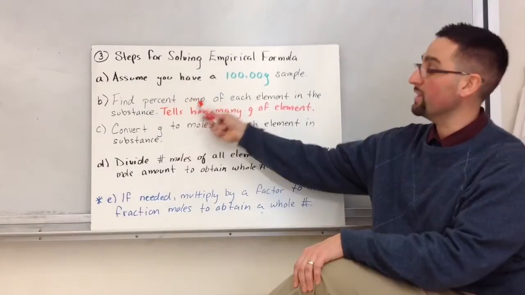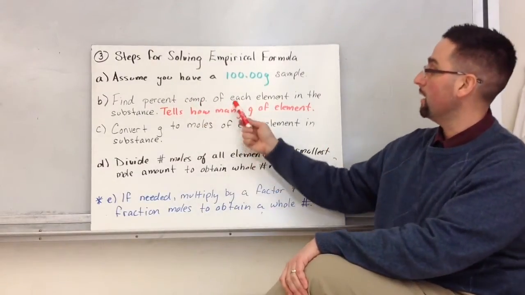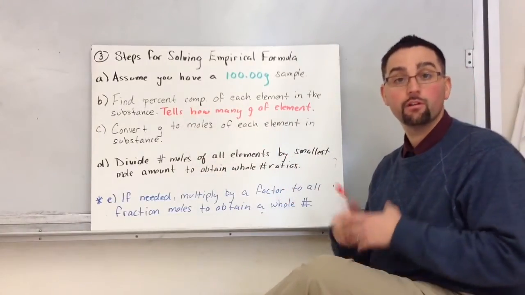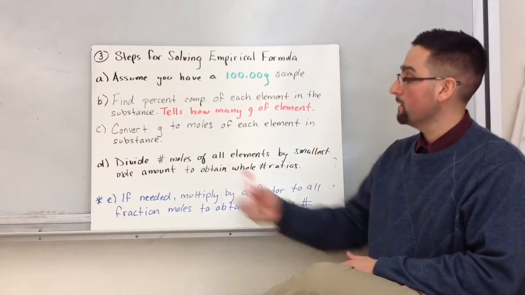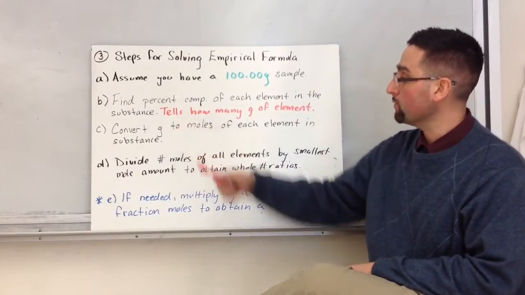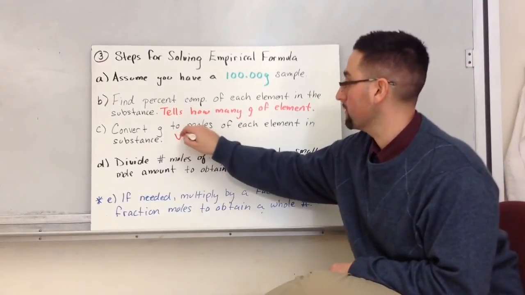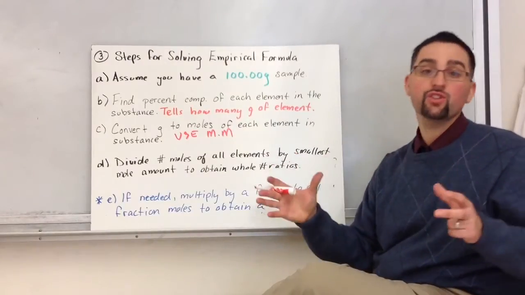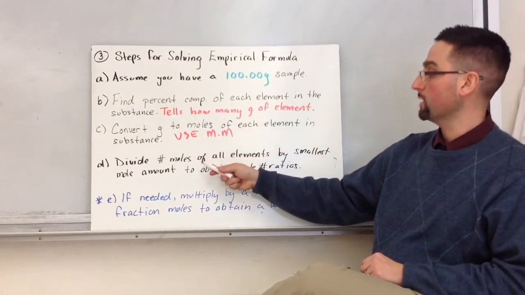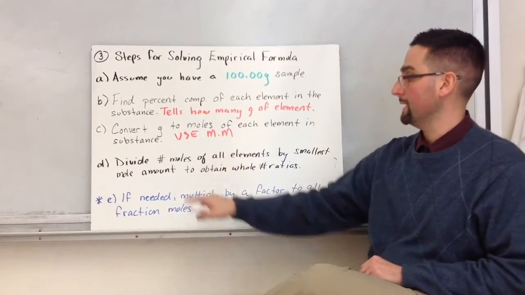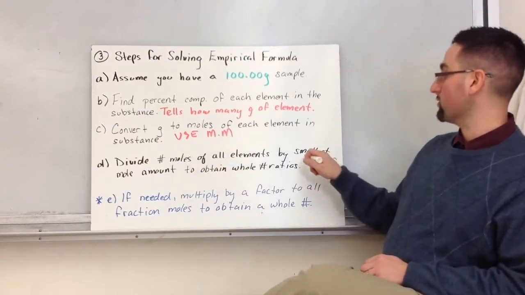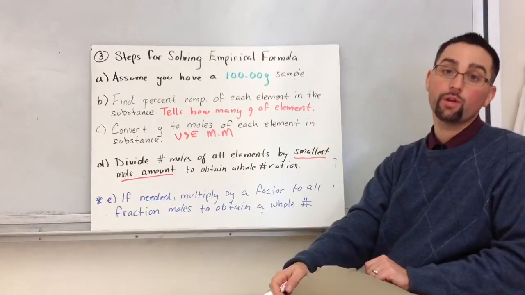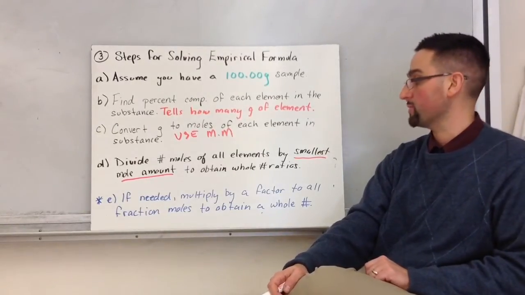Find the percent composition, if it's not given to you, it usually is, of each element in the substance. That's going to tell you how many grams of that element you have per 100 grams. Convert the grams of each element from number 2 to moles using molar mass. So once you know how many moles of each element you have, you're going to compare each element mole to mole and divide your number of mole values by the lowest or smallest mole amount. The reason why we do that, you're going to get whole number ratios in the most reduced terms.